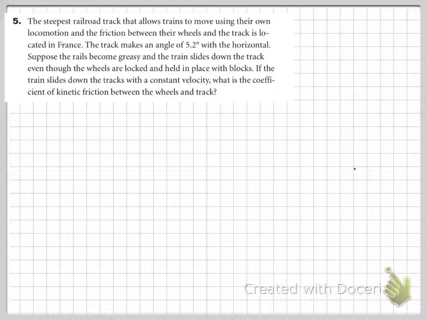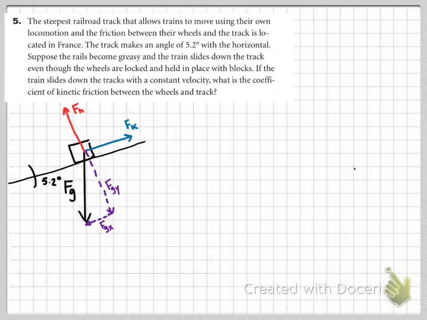As always, you have to understand the situation, so you got to start with a free body diagram. And we've got this here with a 5.2 degree angle. We have force of gravity pointing directly towards the center of the Earth, which can be divided into two vectors, the FGY and FGX. We have normal force perpendicular to the surface, and the force of kinetic friction, which opposes the object's motion down the slope.